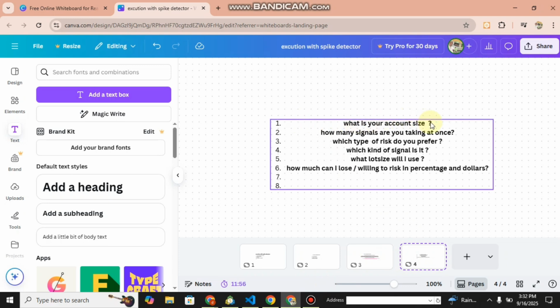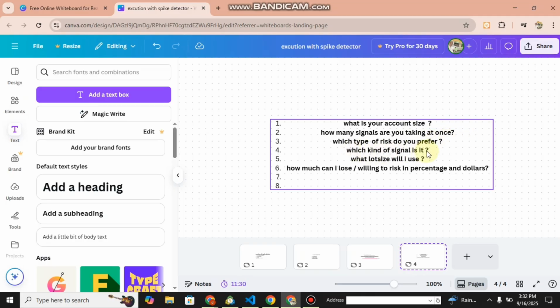What is your account size? How many signals are you taking at once? Which type of risk do you prefer? By the way, we have three types of risk. We have high risk, low risk, and medium risk. But for this video, we are talking about low risk trading, where you'll be consistently profitable and never blow the account. So this one I have answered for you. This video is low risk.